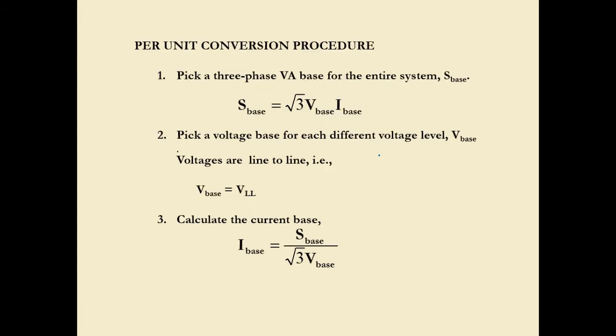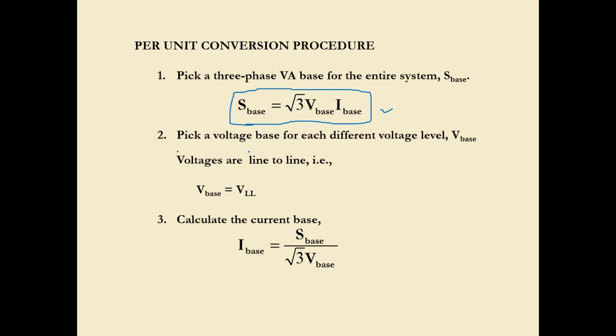So, the per unit conversion procedure. This is the recap, the revision of the per unit conversion procedure. We first pick a three-phase VA (volt-ampere) base for the entire system, S base. This is the calculation for the three-phase: S base equals square root 3 V base I base.